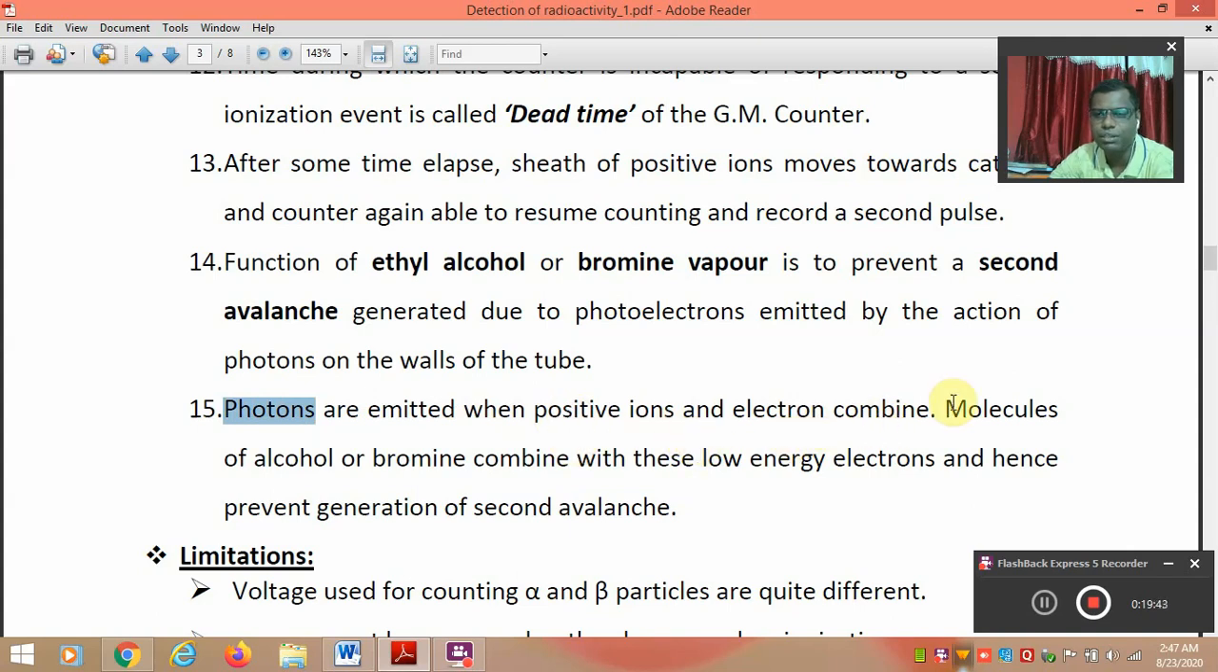But what happens actually is that the molecules of alcohol and the bromine combine with these low energy electrons. As these low energy electrons combine with the molecules of ethyl alcohol or the vapor, they will not be responsible for further ionization, and hence this prevents the generation of the second avalanche.